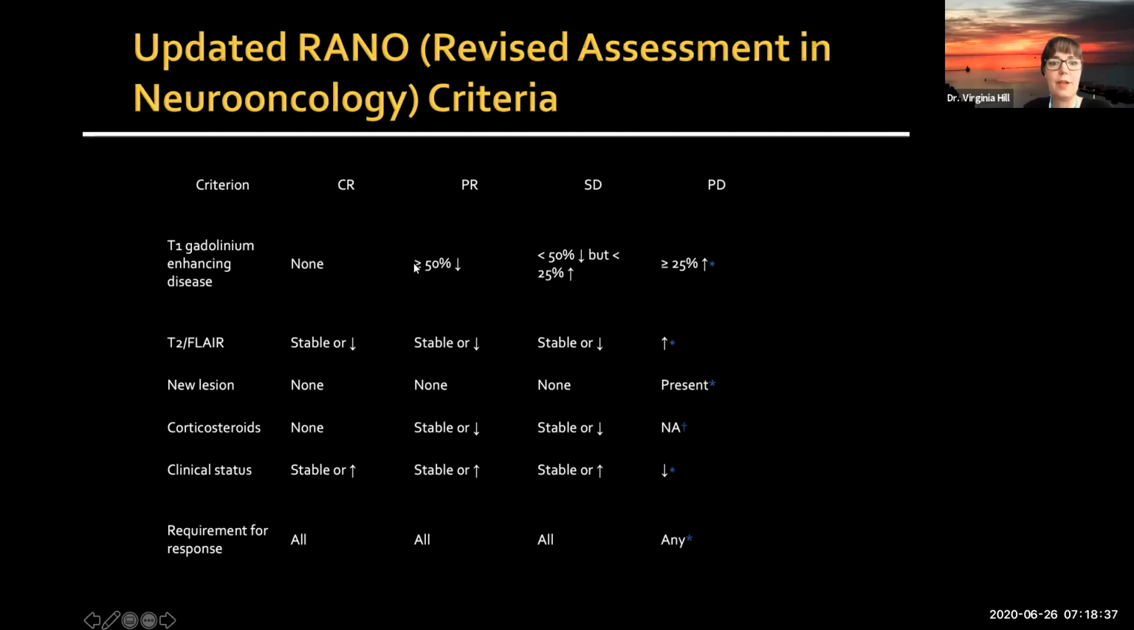For partial response, you would have to see at least 50% decrease in the size of the tumor as measured in 2 dimensions. You would have to see stable or decreasing T2 and FLAIR signal. There would be no new lesions. The corticosteroid use would be stable or decreasing, and the clinical status would be stable or improving. For stable disease, that would be everything else. So between, it's declined in size, but not by 50%, or it's increased in size, but not by 25%, stable or decreasing T2 and FLAIR signal, no new lesions, stable or decreasing corticosteroids, and stable or increasing clinical status.